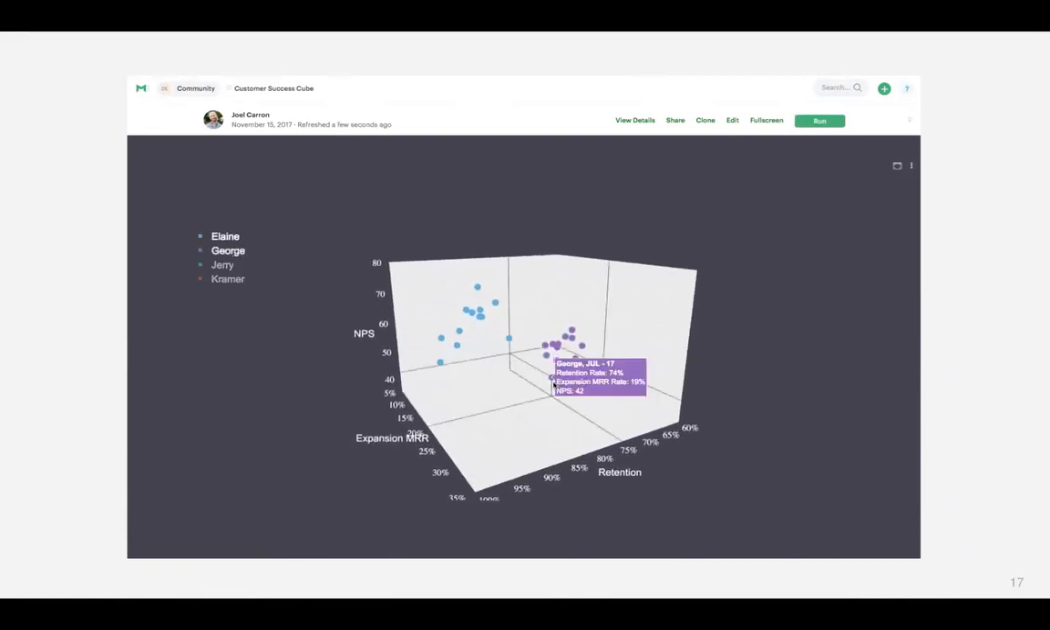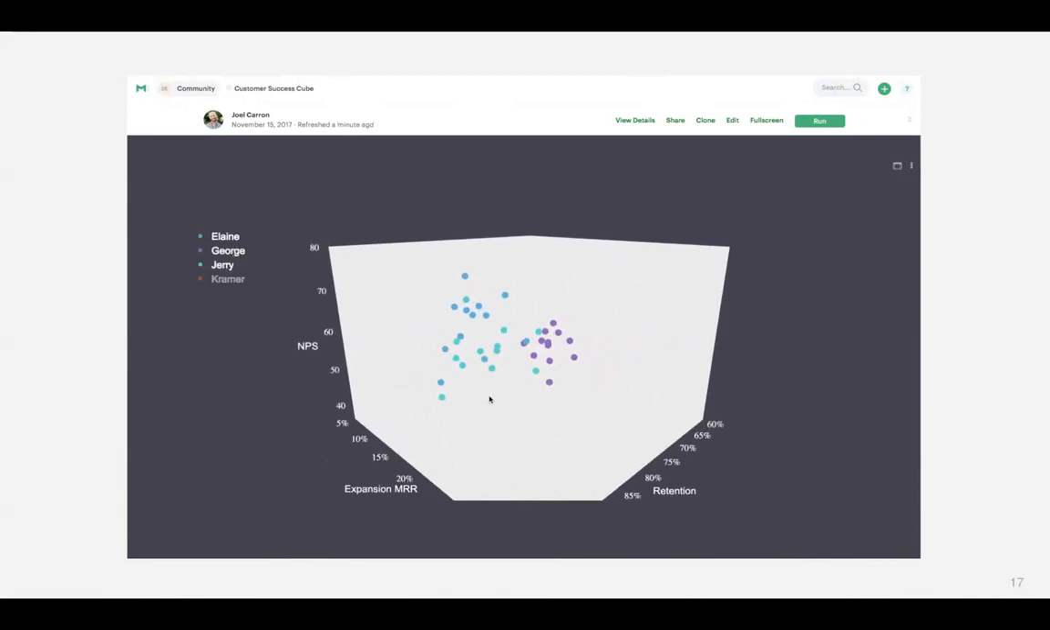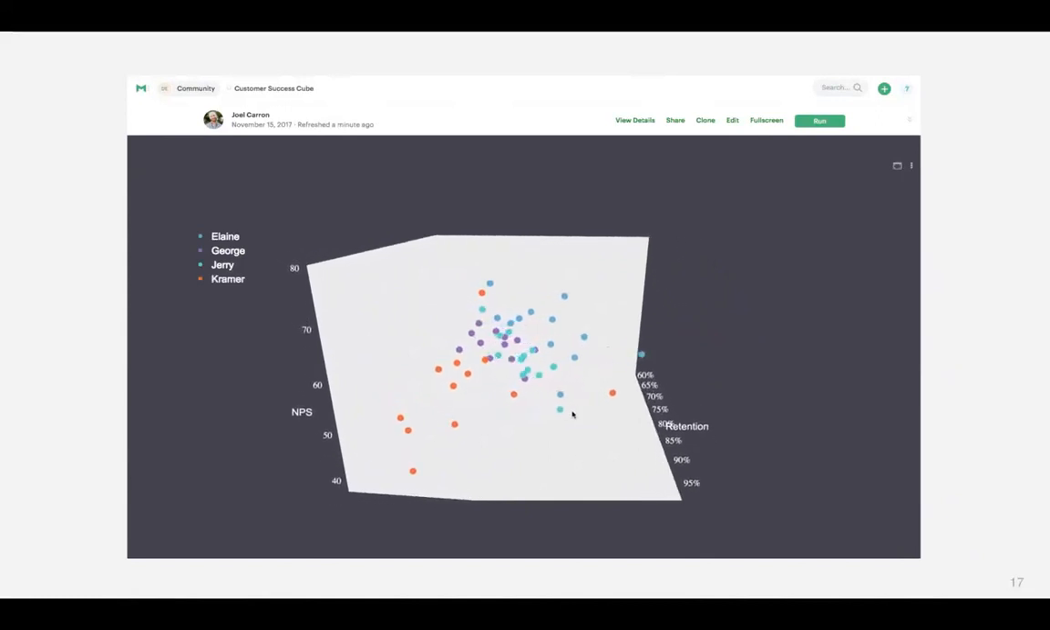George, on the other hand, we remember from the box plot, was a pretty consistent performer, but consistently underperforming. And we can see that's true here as well. All of his data points fall in this back corner of the cube where we wouldn't want to be. Jerry is close to Elaine, but not quite at that same level. And then finally, Kramer, we remember he was pretty volatile, and we can see that here as well, as his data points are scattered around all sides of this cube.